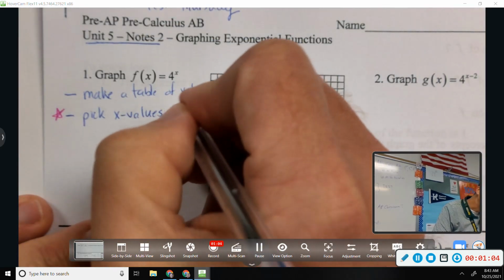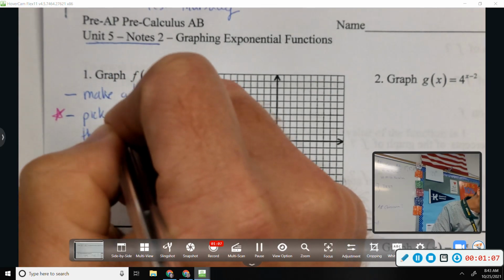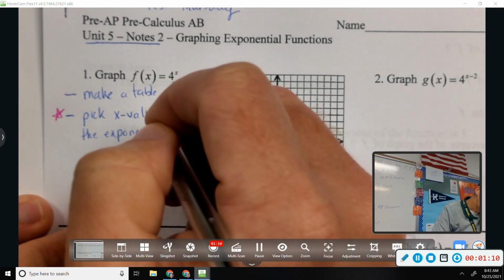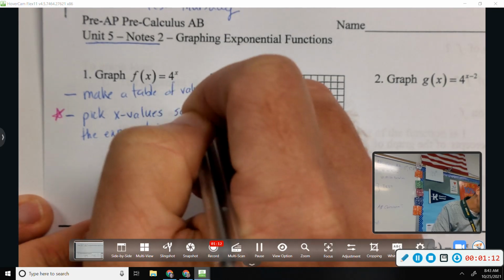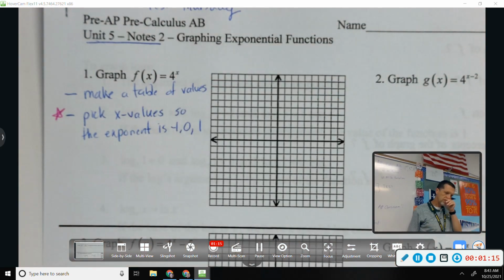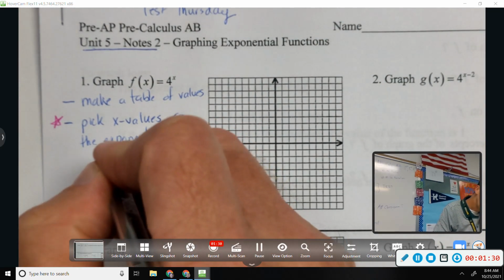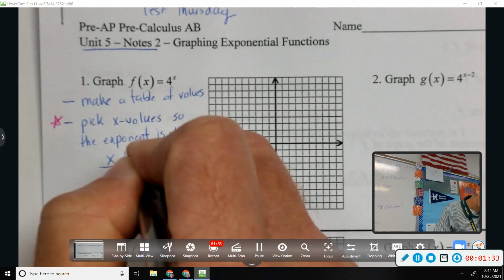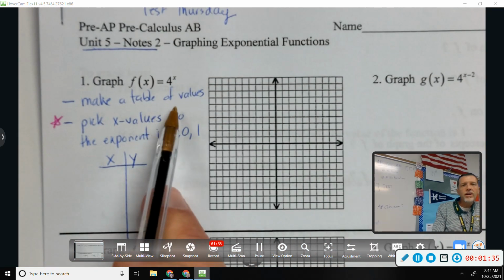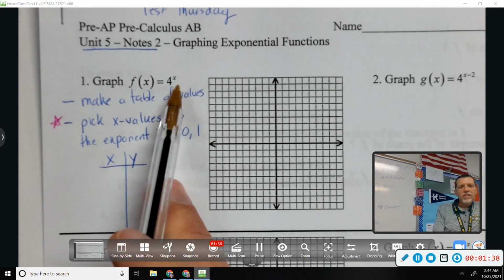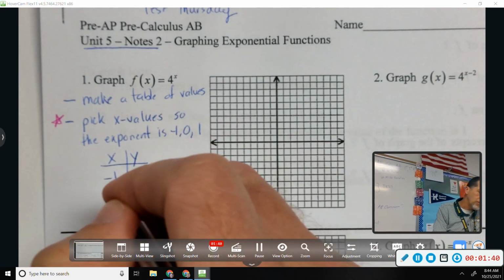Pick x values so the exponent is -1, 0, and 1. So we're going to pick our x values so that the exponent becomes -1, 0, and 1. You can't do a 0 in an exponent, right? You can do a 0 in an exponent. Oh, I thought if it was 0, it would be 1. So for this one, if y equals 4 to the x, then the exponent is x, and so we'll use -1, 0, and 1.